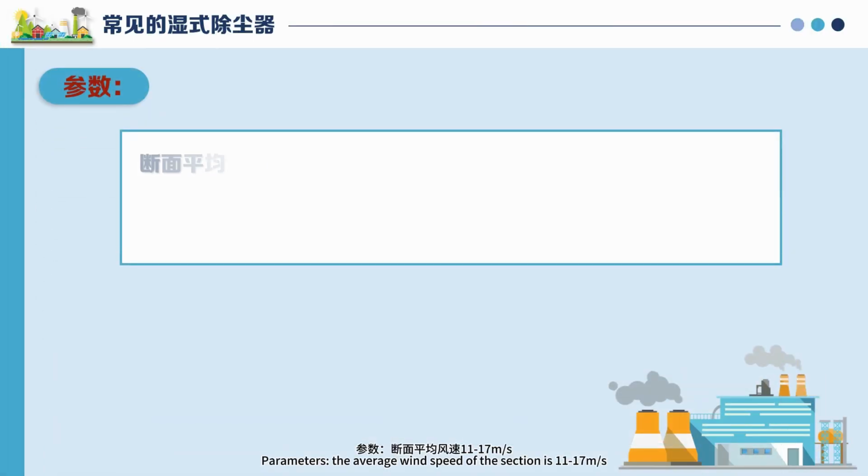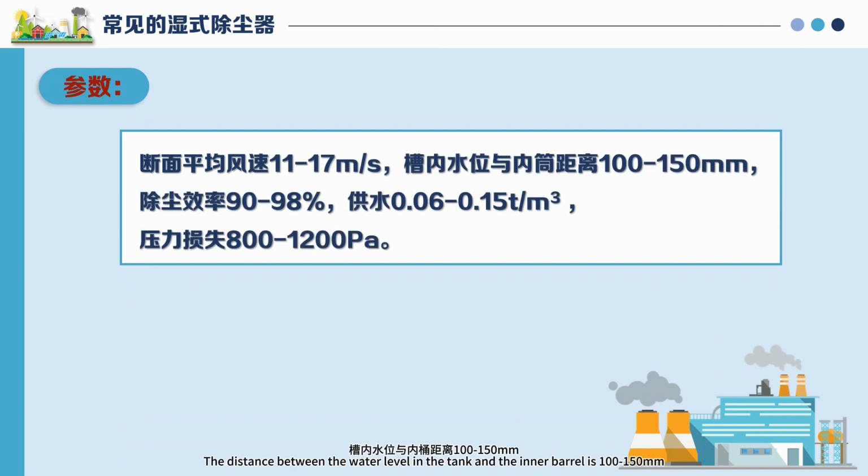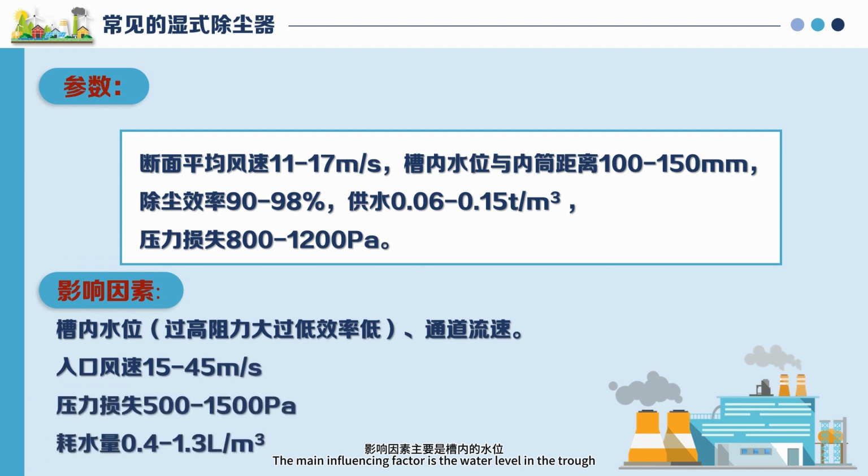Parameters: the average wind speed of the section is 11 to 17 meters per second. The distance between the water level in the tank and the inner barrel is 100 to 150 millimeters. The dust removal efficiency is 90% to 98%. Water supply 0.06 to 0.15 T/m3. Pressure loss 800 to 1200 pascals. The main influencing factor is the water level in the trough. Passage velocity, intersection wind speed, pressure loss and water consumption.